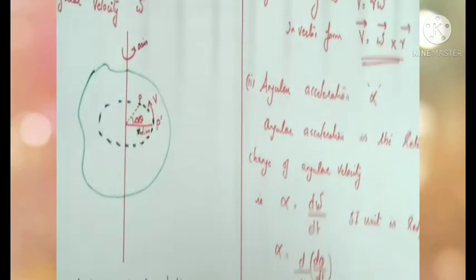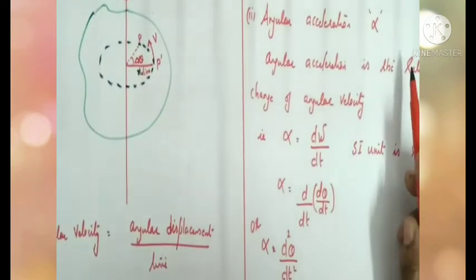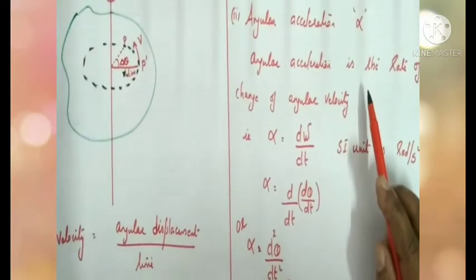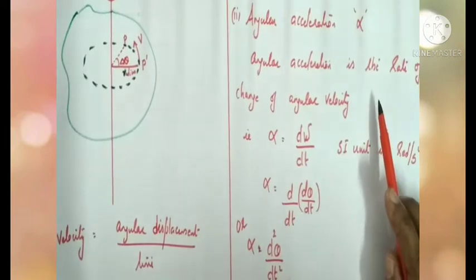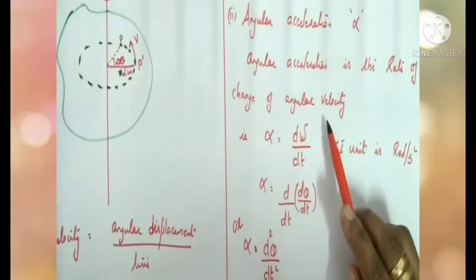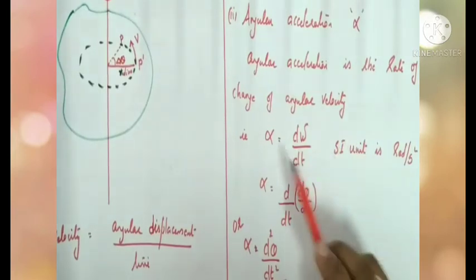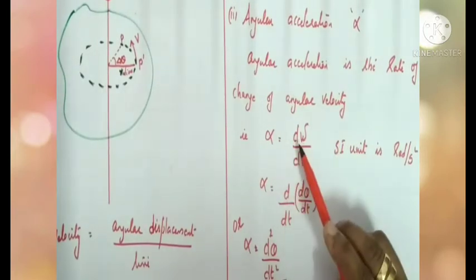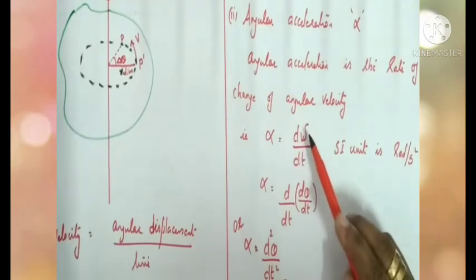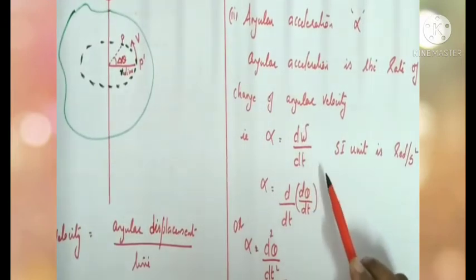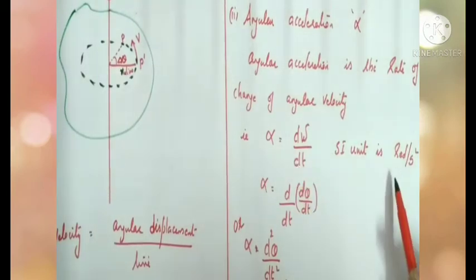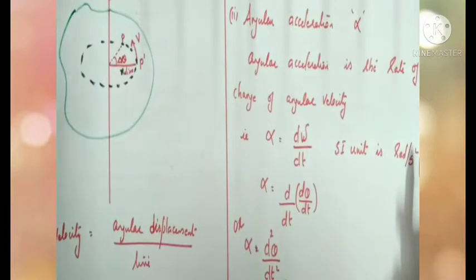Now, the second term in rotational motion is angular acceleration, which is represented by alpha. We know acceleration is the rate of change of velocity. Similarly, angular acceleration is the rate of change of angular velocity. So angular acceleration alpha is equal to d omega by dt, and its SI unit is, omega's SI unit being radians per second, radians per second square.